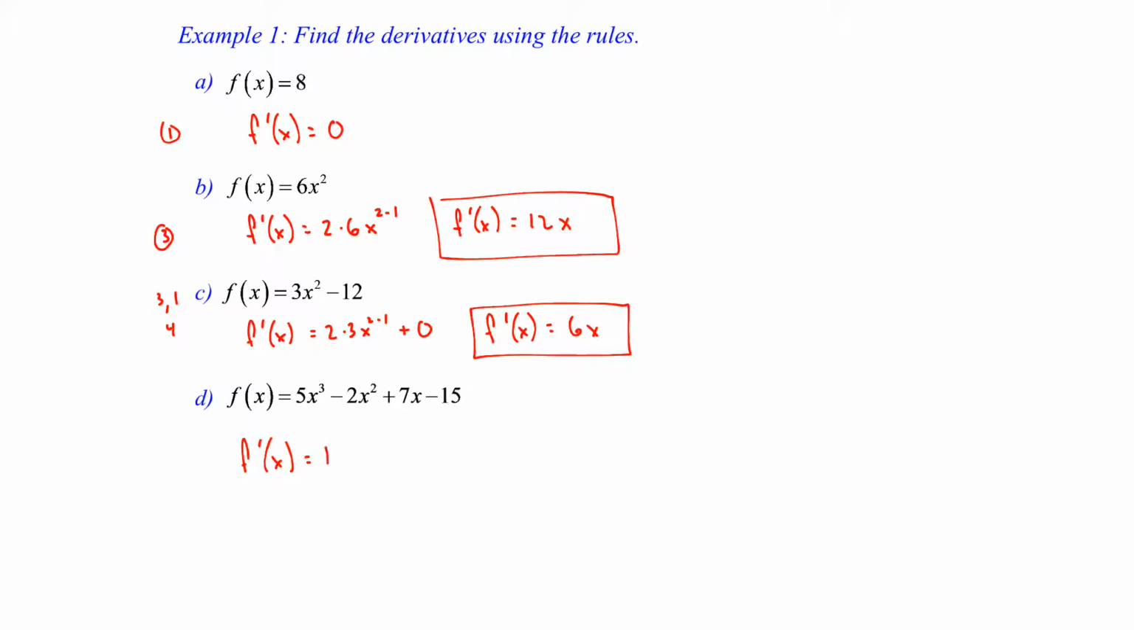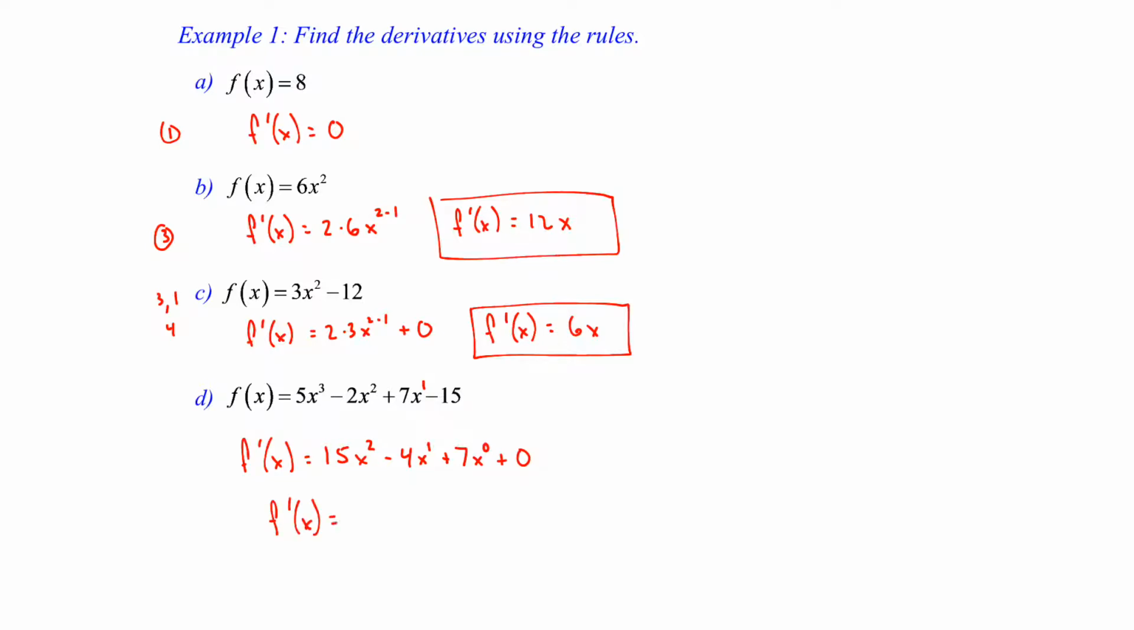So 3 times 5 is 15. X raised to the 3 minus 1 is 2. 2 times negative 2 is negative 4. X raised to the 2 minus 1 is 1. And then on this one, it's 1 times 7 is 7. And then 1 minus 1 is 0. And then minus 15 is your constant, which is 0.